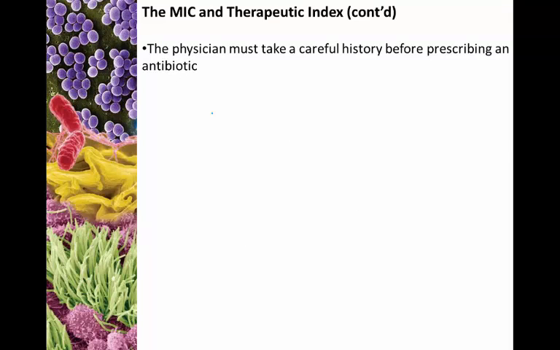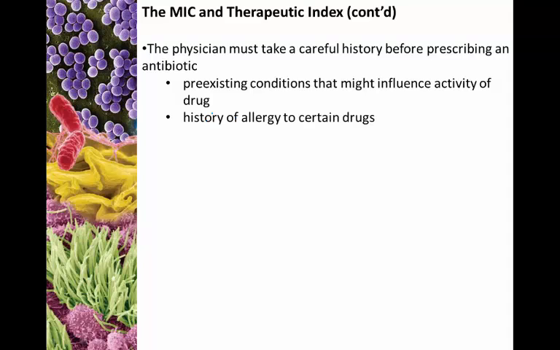Those patient histories we were talking about. Physicians have to take careful histories before prescribing an antibiotic. These will include pre-existing conditions that could possibly influence how well the drug works, things like metabolic conditions, history of allergy to certain drugs. Obviously, you do not want to give someone a drug that they are allergic to.